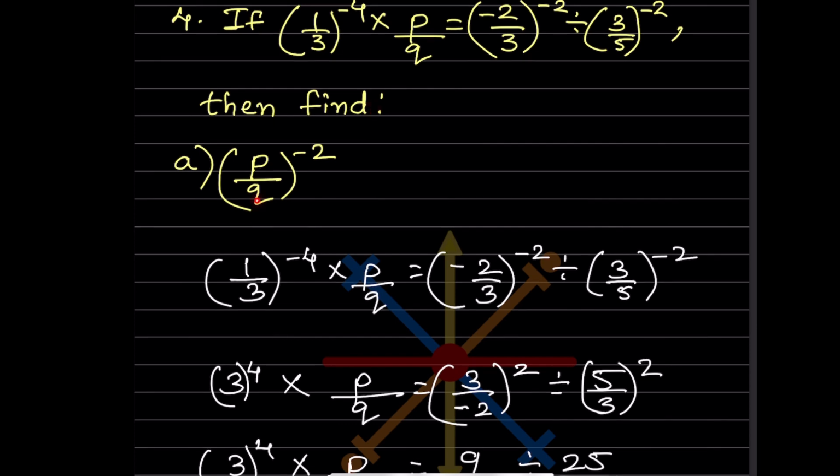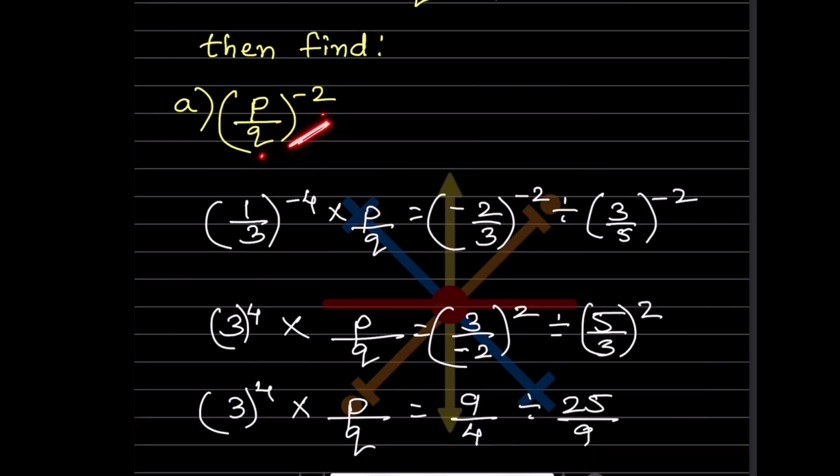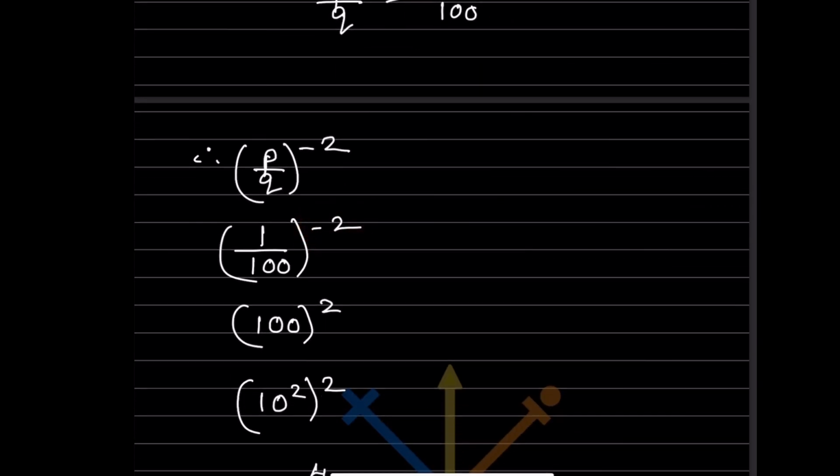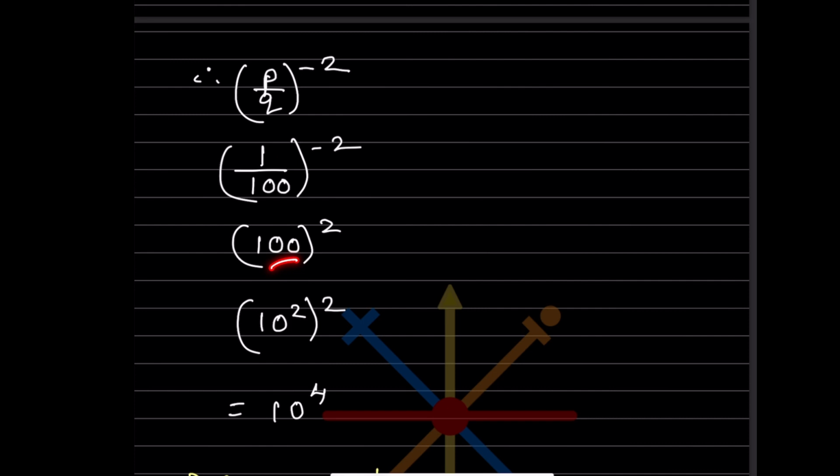And they said you have to find p by q raised to minus 2. So now p by q raised to minus 2 means in place of p by q, you are going to write here 1 by 100 raised to minus 2. Now let us make this positive. So this is going to get flipped over, that will be 100 raised to 2. So now this, as we have done in the previous one, this 100 can also be written as 10 raised to 2, because that is 10 into 10. So this is going to be now 10 raised to 4. So this is the answer, the value of p by q raised to minus 2 is 10 raised to 4.